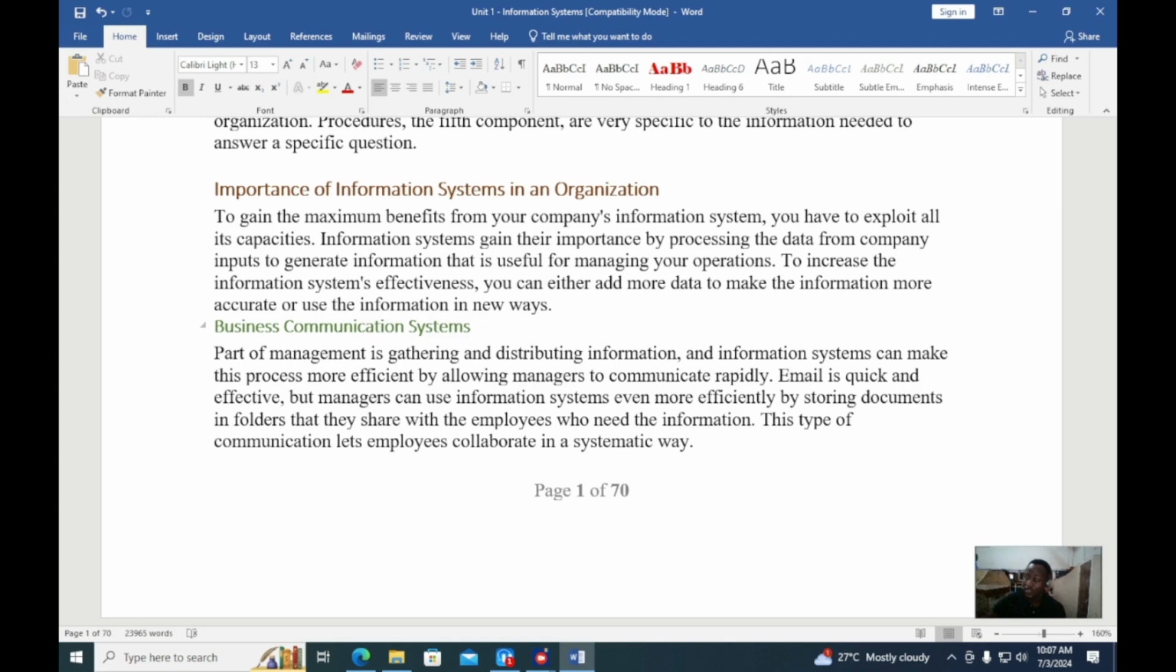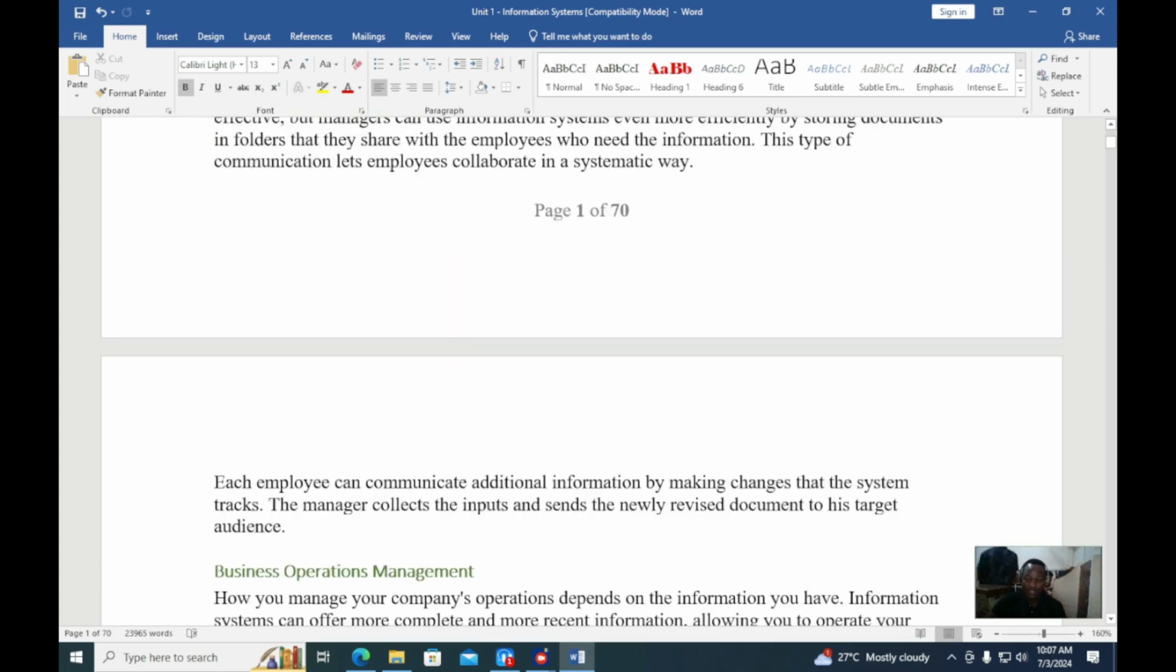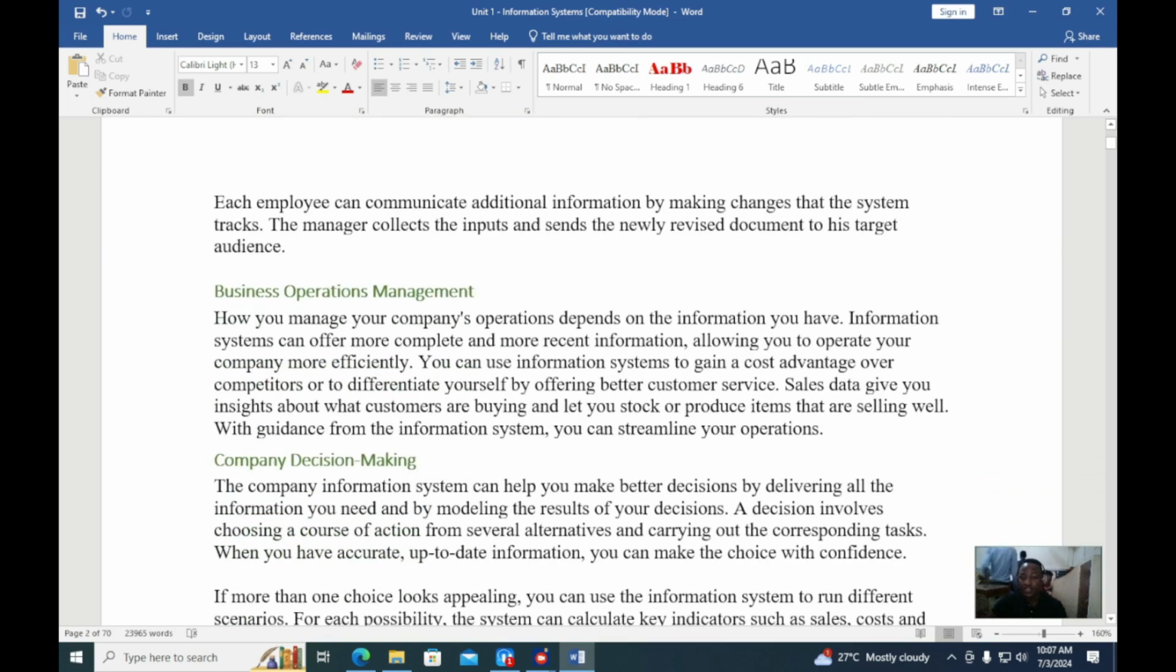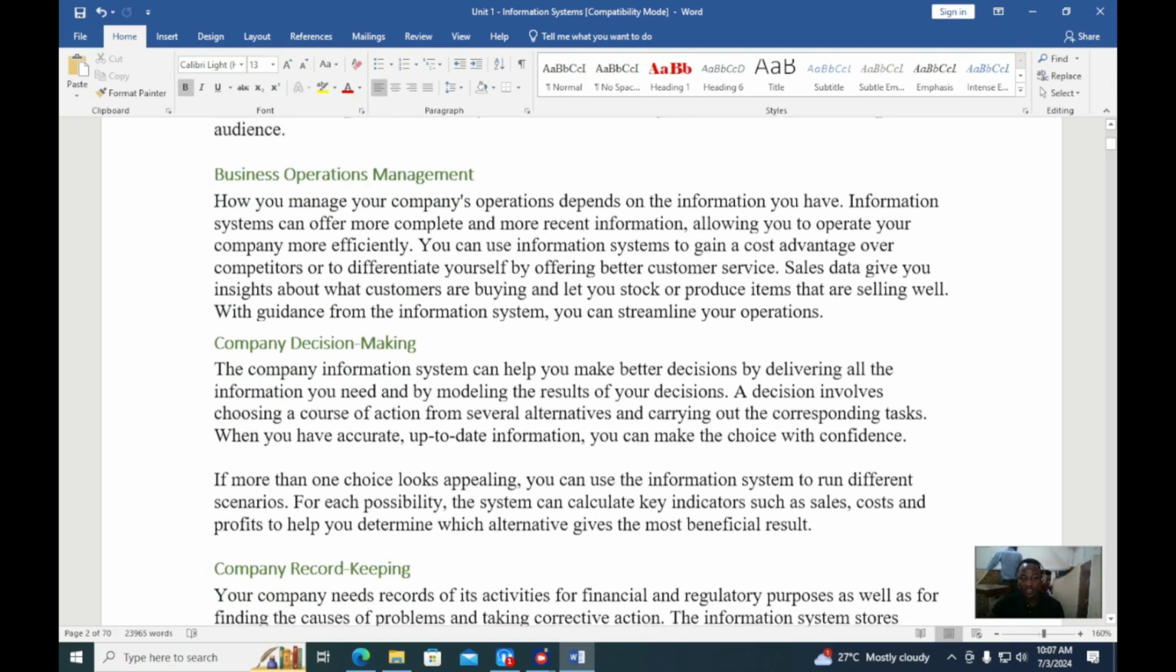Since the managers are able to have this type of communication, we have the employees communicating in a collaborative or systematic way. Each employee is able to communicate, or to have access to some additional information. And since we have these changes and keep track of them, it's easy for the manager to take the inputs from employees and also send a newly revised document to the target audiences or to the employees.